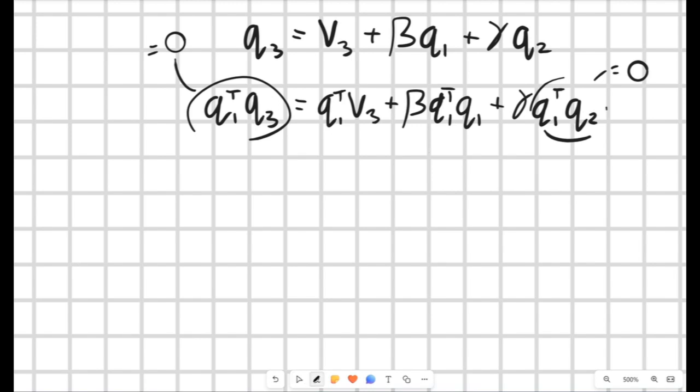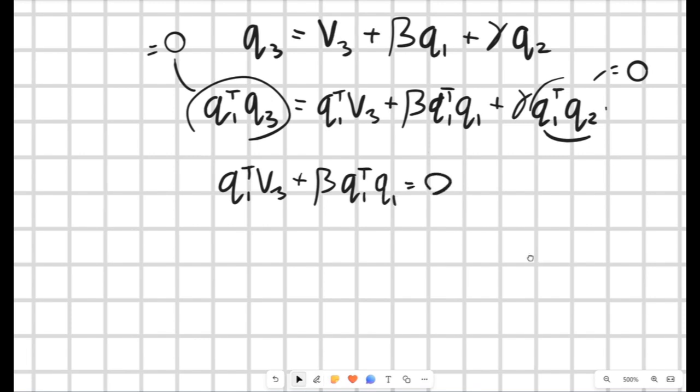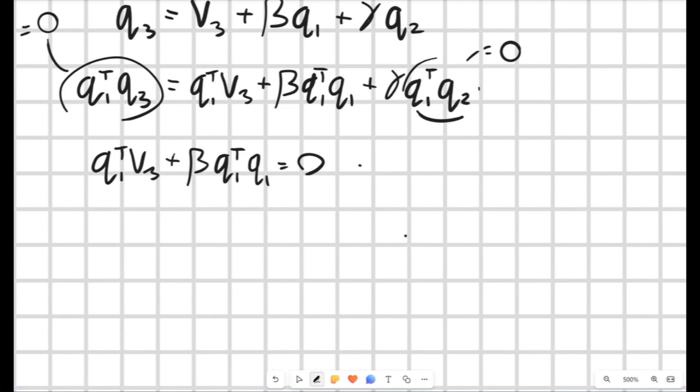And so after all of that, what we find is that, so I'll write it out in full, Q1 transposed V3 plus beta Q1 transposed Q1 is equal to 0. Therefore, beta will be equal to, just rearranging this, minus Q1 transposed V3 divided by Q1 transposed Q1. So that's beta sorted.